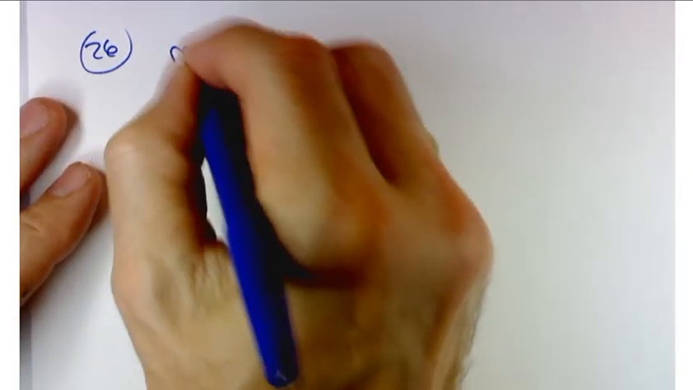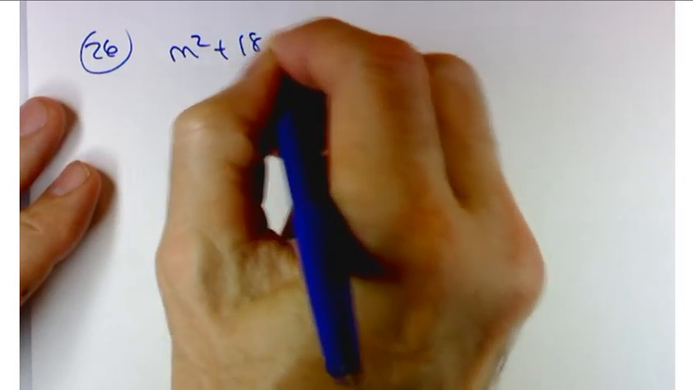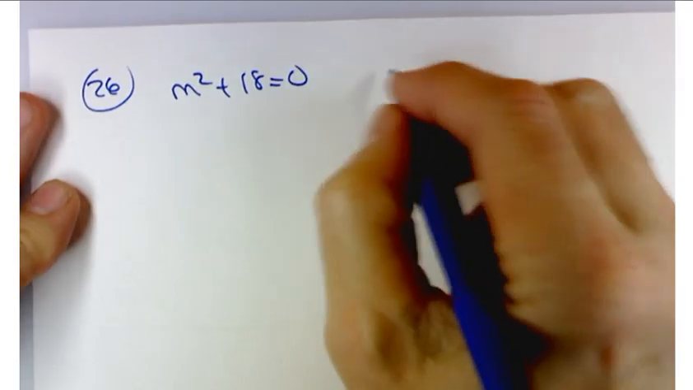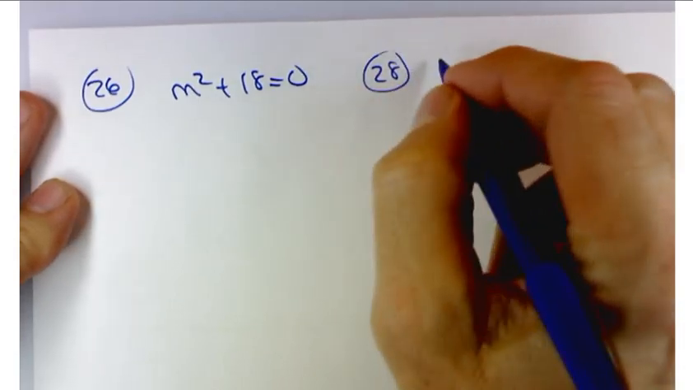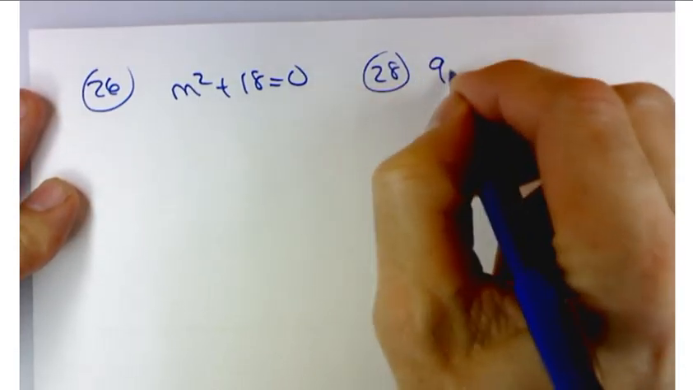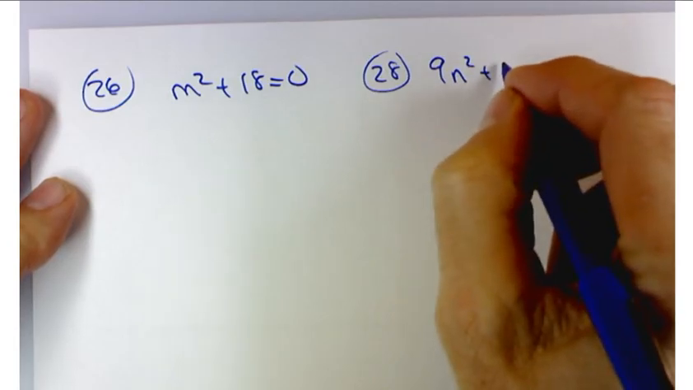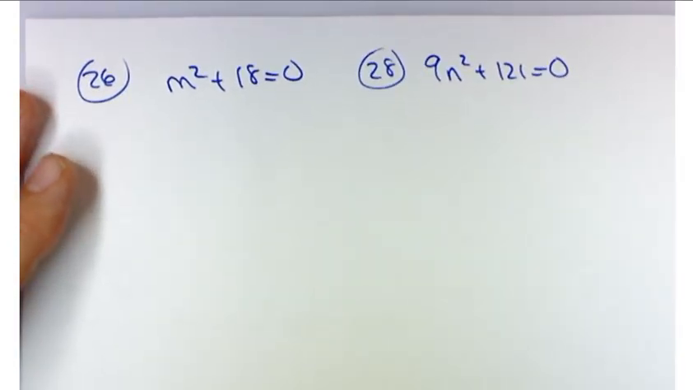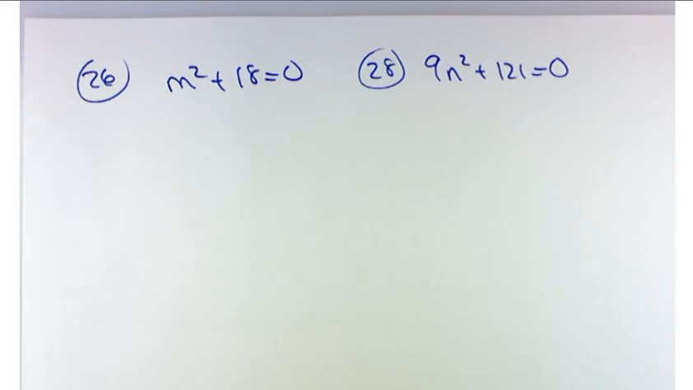m squared plus 18 equals 0. Let me throw out another one there as well. Problem 28. 9n squared plus 121 equals 0. I'll give you a chance to work on these as I walk around, but try and solve them. Try and simplify your answers too.